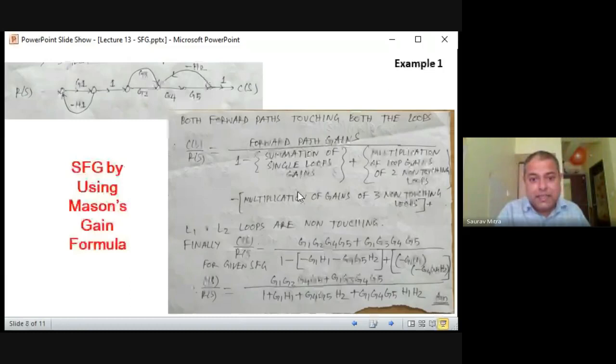Now there is another thing. Just check this part. So this is actually Mason's gain formula. So forward path gains. What is forward path gains? Previously we have seen G1, G2, G4, G5. So this is the transfer function directly. You can write down G1, G2, G4, G5 plus G1, G3, G4, G5. So that is the numerator, divided by 1 minus.